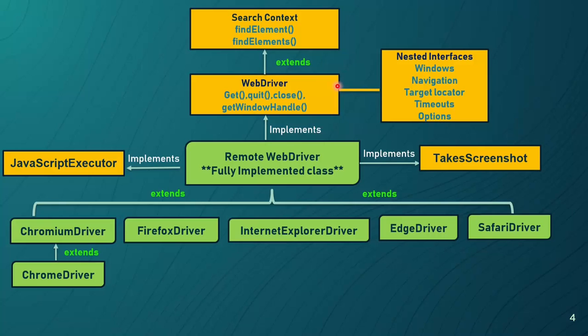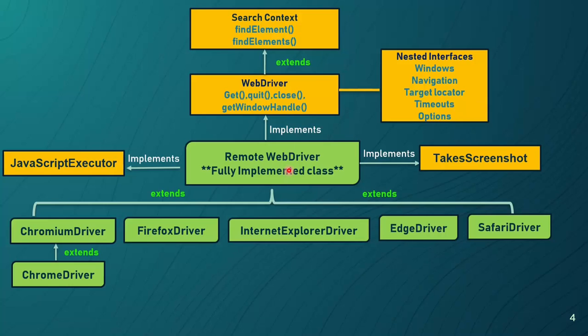Apart from this, the WebDriver also has nested interfaces, like windows, navigation, target locator, and timeouts options. These are also abstract methods. Through these interfaces, we can perform various operations like navigating to a URL, maximizing the window, and many more. So the WebDriver also includes the nested interfaces.